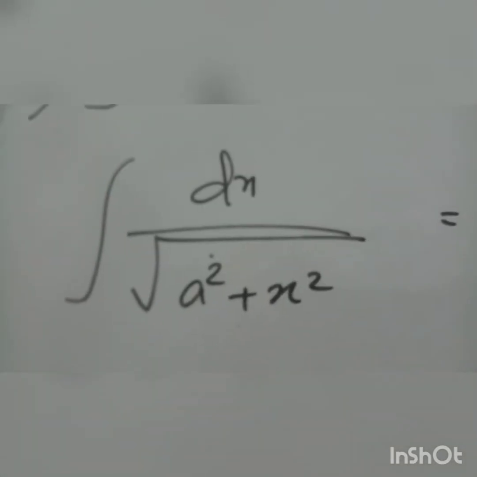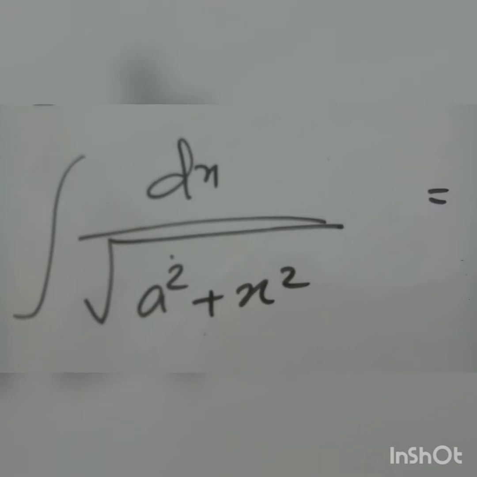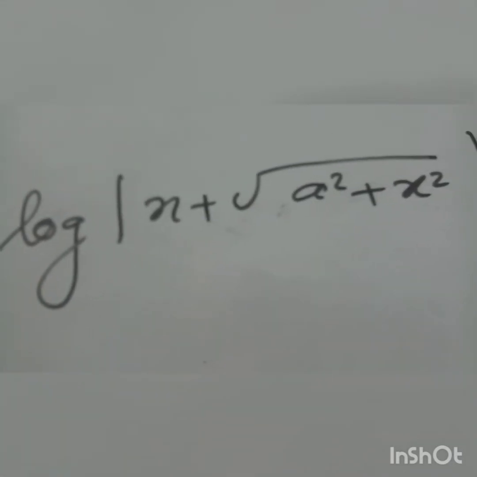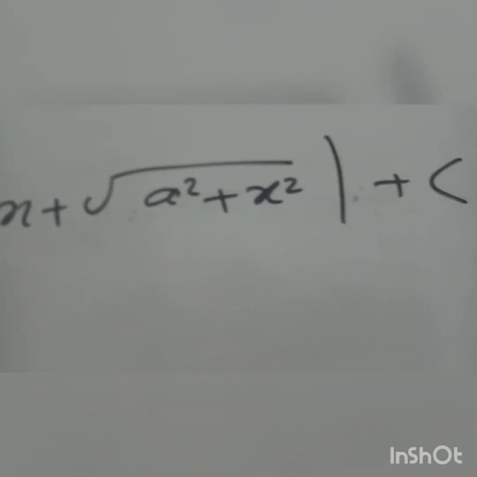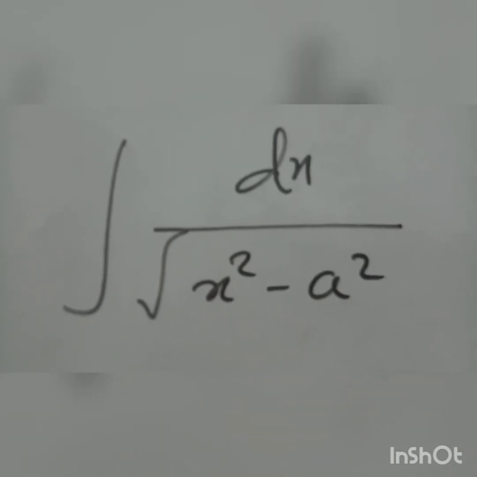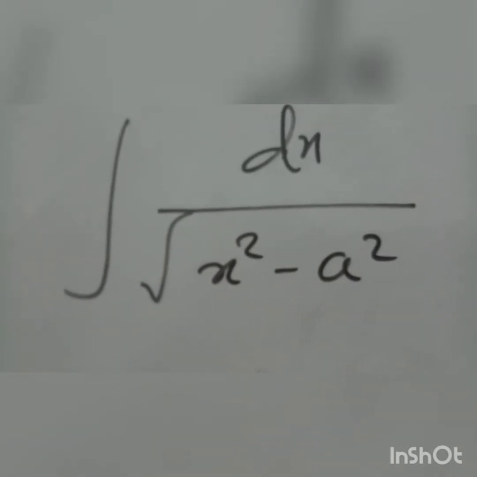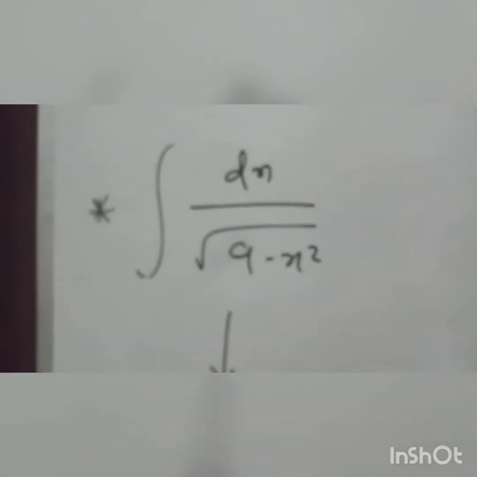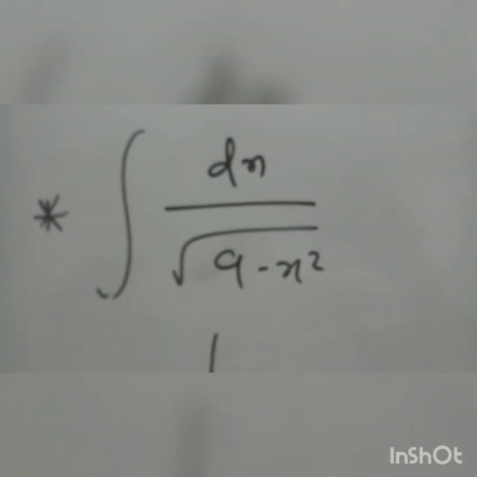The second one is integral dx divided by root of a square plus x square. The formula for that one is log of x plus root of a square plus x square plus c. And the third one is integral dx divided by root of x square minus a square, that is log of mod of x plus root of x square minus a square plus c. So try to learn these three results by heart. That is very important, and based on this we can simplify the questions.